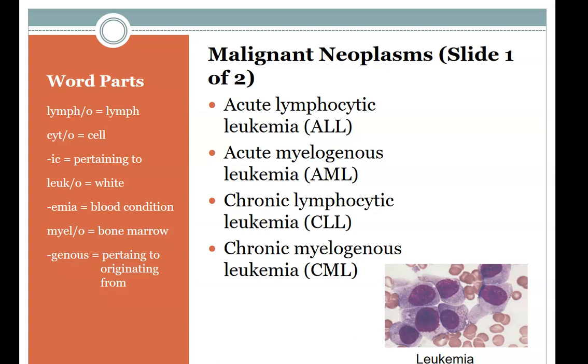Acute myelogenous leukemia, AML, is a rapidly progressive form of leukemia that develops from immature bone marrow stem cells. Chronic lymphocytic leukemia, CLL, is a slowly progressing form of leukemia in which immature white blood cells are proliferated. This form is most frequently seen in middle-aged or older patients, seldom in children. Chronic myelogenous leukemia is a slow-growing form of leukemia in which immature bone marrow cells proliferate. Like CLL, it occurs most frequently in middle-aged or older adults, rarely in children.